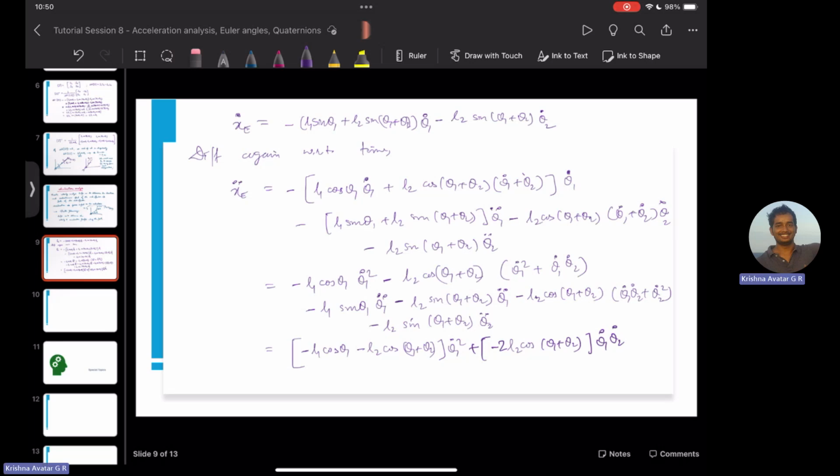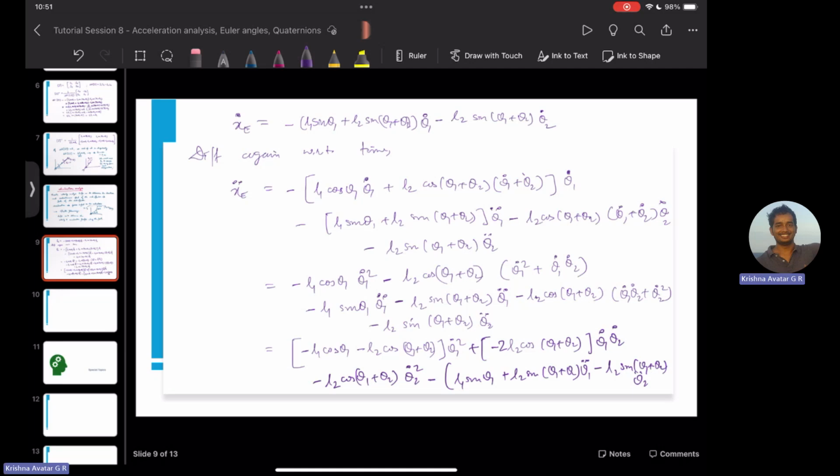So what we have is minus L2 cosine theta 1 plus theta 2 dot squared. Then the rest we have L1 sin theta 1 double dot, then of course plus L2 sin theta 1 plus theta 2 theta 1 double dot, and the last term is L2 sin theta 1 plus theta 2. So this is just the expression for xc, right?